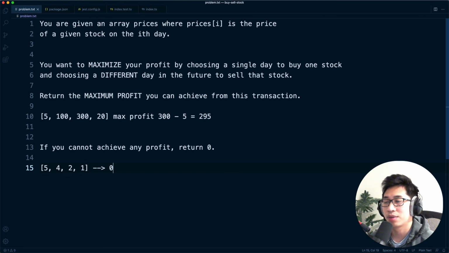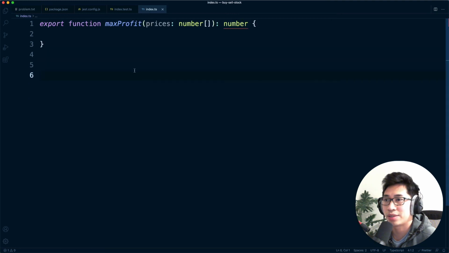We're gonna talk about the different approaches you can take. I think at first I will show you the brute force solution to this, and then we're gonna optimize that to see if we can do something better. To show you the setup that I'm using here, I just have an index.ts file that has a shell of the function that we're gonna develop.